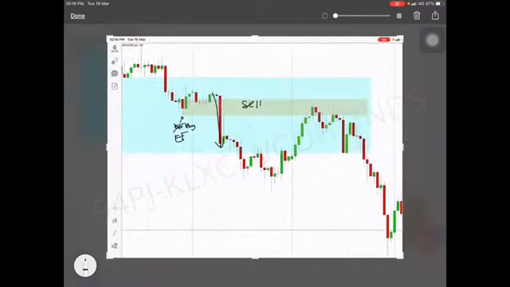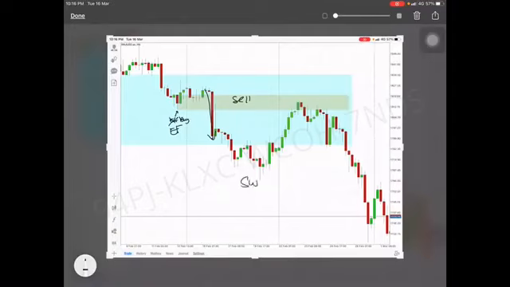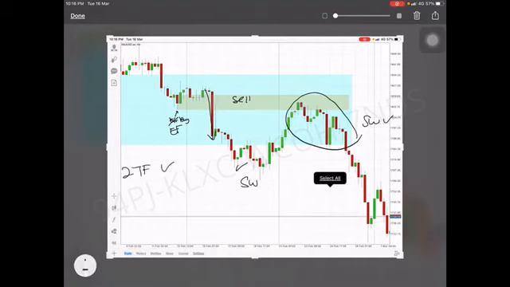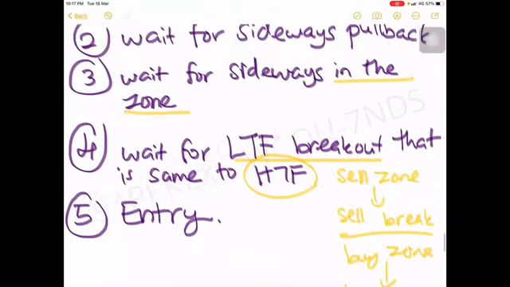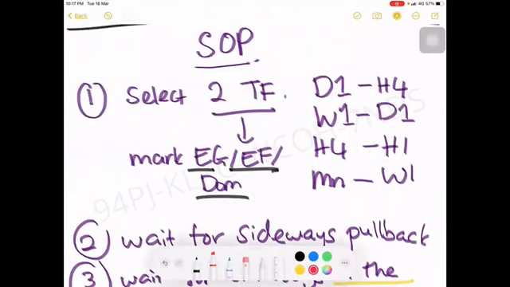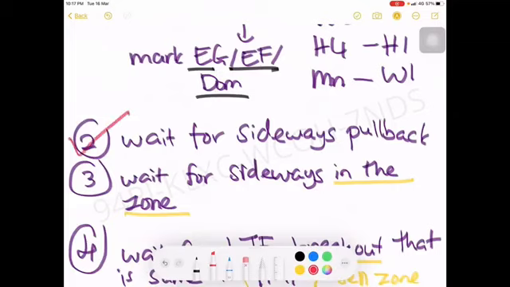Okay, so this is a sideways pullback, and there is a sideways inside of the zone. Now look at this part. You have marked 2, you have used 2 time frames. Sideways pullback, sideways in the zone. Now what are you looking for? The number 4. You found this one, right? You have also found this one, sideways pullback, and you have sideways in the zone.